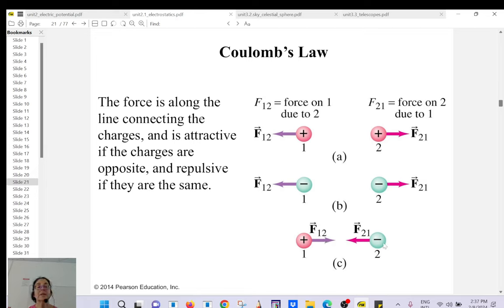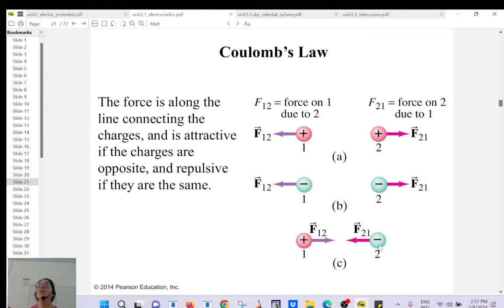So here, number two is going to attract number one, and number one is going to attract number two. Here is a question I just gave this morning to the calculus-based class, and I'm sure half of them will get it wrong. If this one is double this charge, for example, here I have plus 2q and here I have minus q, so they're going to attract each other. What can you say about the force if you remember Newton's third law?